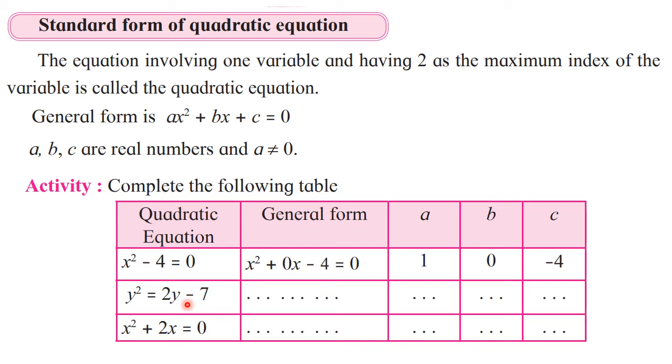Let us see the second one now. y square is equal to 2y minus 7. Now here all the three terms are present. See, y square, then we have a term with y and constant. But it is not in standard form. All the terms we want on left hand side and on right hand side we want 0. So we need to convert it to that form. That means these two terms we need to shift to LHS. Okay, so it will become y square minus 2y plus 7 is equal to 0.